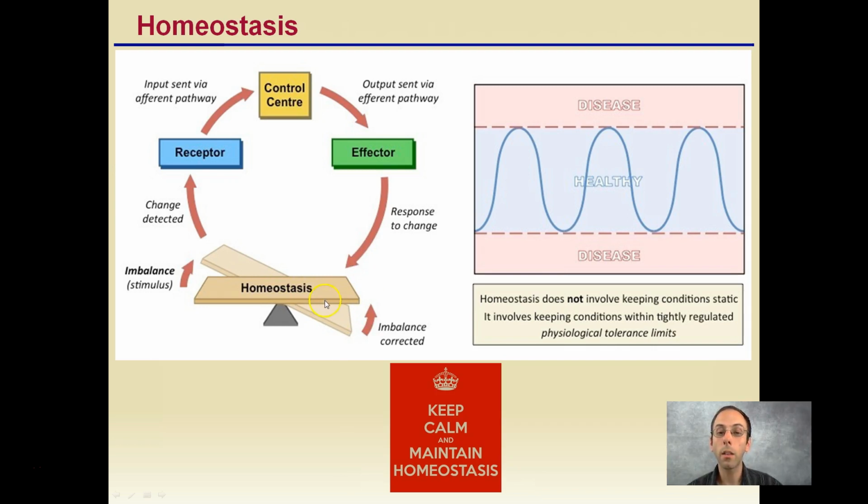Now, it's important to realize that homeostasis does not involve keeping conditions static. There can be changes that occur. What's important to remember is that it involves keeping conditions within tightly regulated limits. So we can change all we want in here, but if we were to go outside of this range, this is where we have issues that occur. So homeostasis is keeping this very tight range, so slight changes are occurring, but within a very tight range, this very tight balancing act.